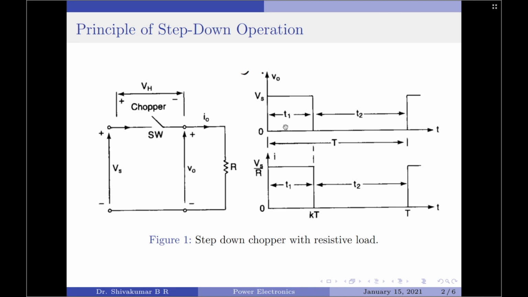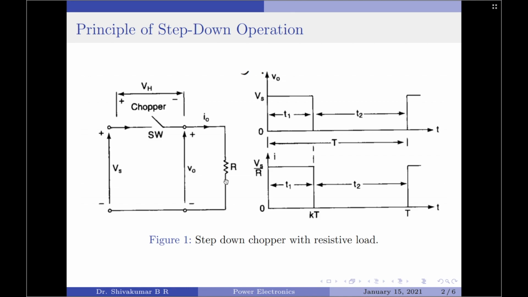So when I come back to the waveform here, you can see when the switch is closed for a time duration of T1, the output voltage, which is V0, is equal to the input voltage, which is Vs. On the other hand, if the switch remains in off state for a time duration of T2, the load is then disconnected from the supply and therefore the voltage across the load will be 0. You can come back and look at the waveforms here. When this chopper switch SW is open for a time duration of T2, the output load voltage is 0.